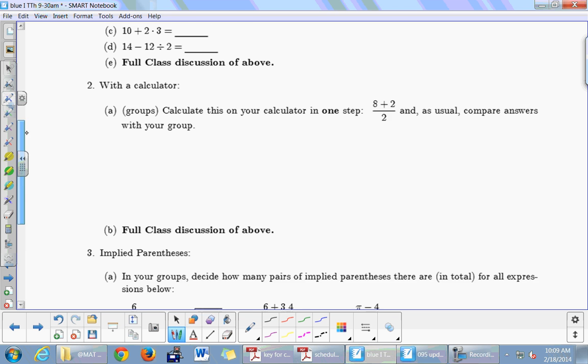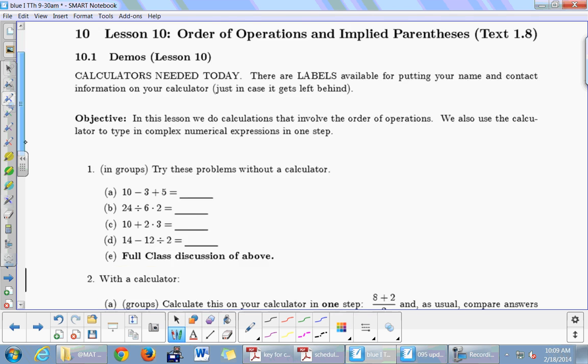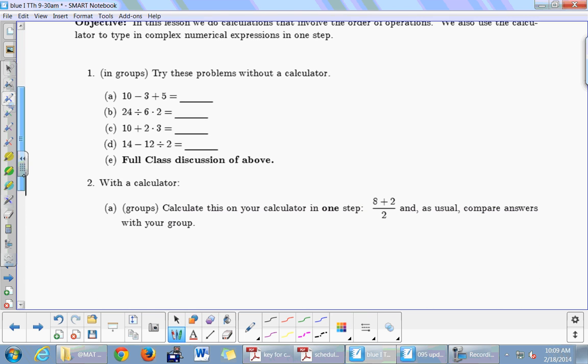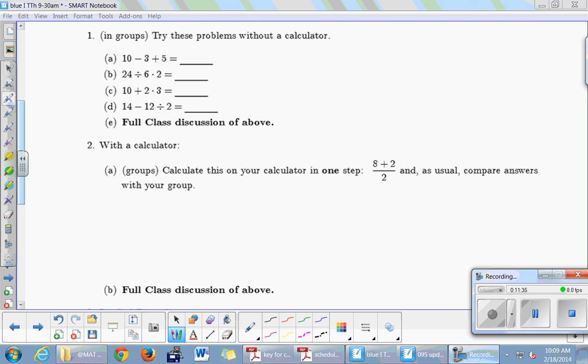Okay, page 83. Back up here to the top. All right, so we'll go to the objective. Danny, can you read the objective, please? Okay, so like I said, this is one of the rare days where we're going to use calculators together in this class. But in your groups, I would like you to try these problems without a calculator first, and then we'll come back together in just a minute.